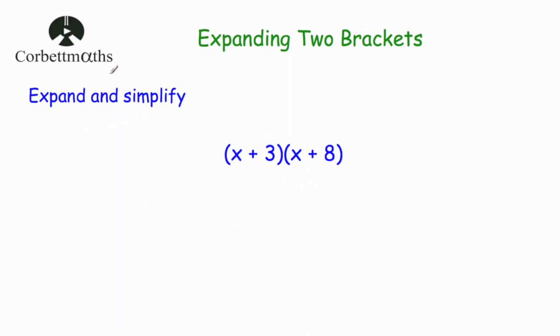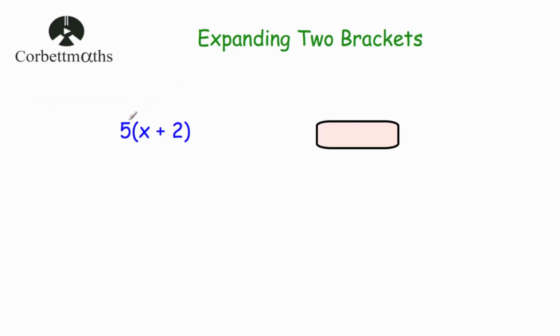Now, just before we have a look at this example, let's go back and have a look at expanding a single bracket. So here we've got 5 bracket x plus 2. And what that means is we've got 5 lots of x plus 2. And if I wanted to work out 5 lots of x plus 2, I could do x plus 2 plus x plus 2 plus x plus 2 plus x plus 2 plus x plus 2. And that would give me 5x plus 10 if I had done that manually.